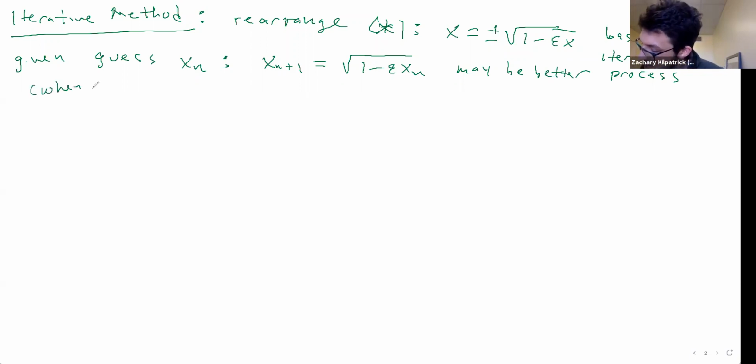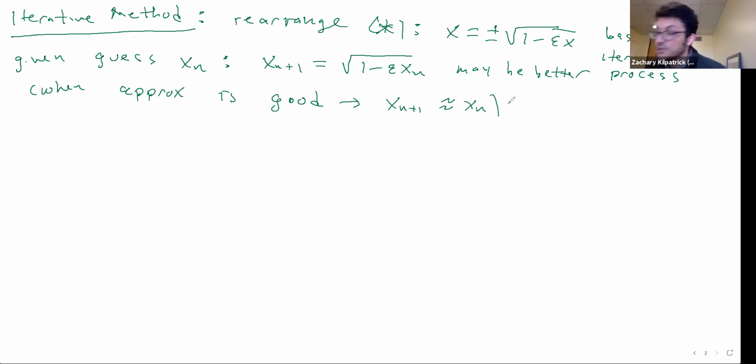So essentially, when the approximation is good, then we should expect that xn plus 1 is going to be approximately equal to xn, okay? So again, for those of you that have seen cobwebbing methods and things like that, the idea is that you would be sort of in the vicinity of the fixed point and you just move a bit closer, okay?